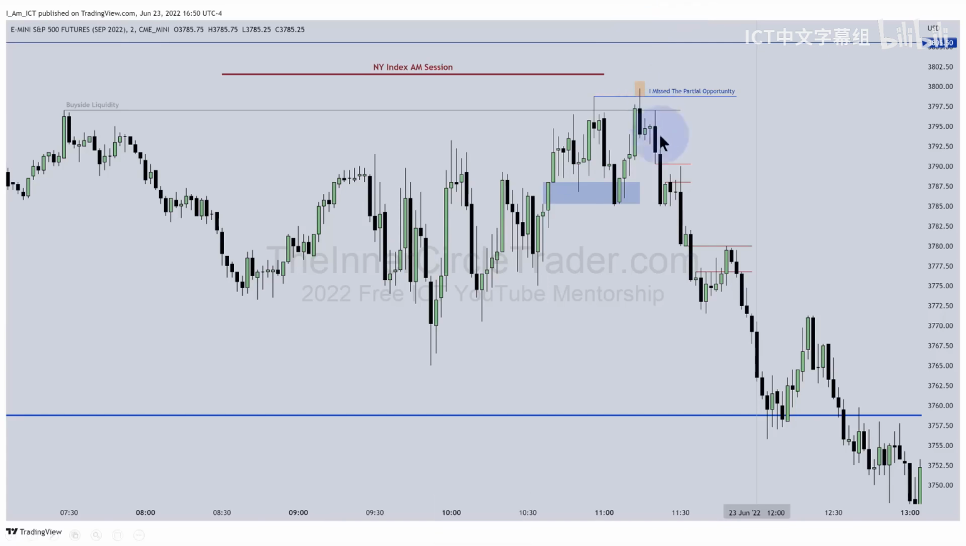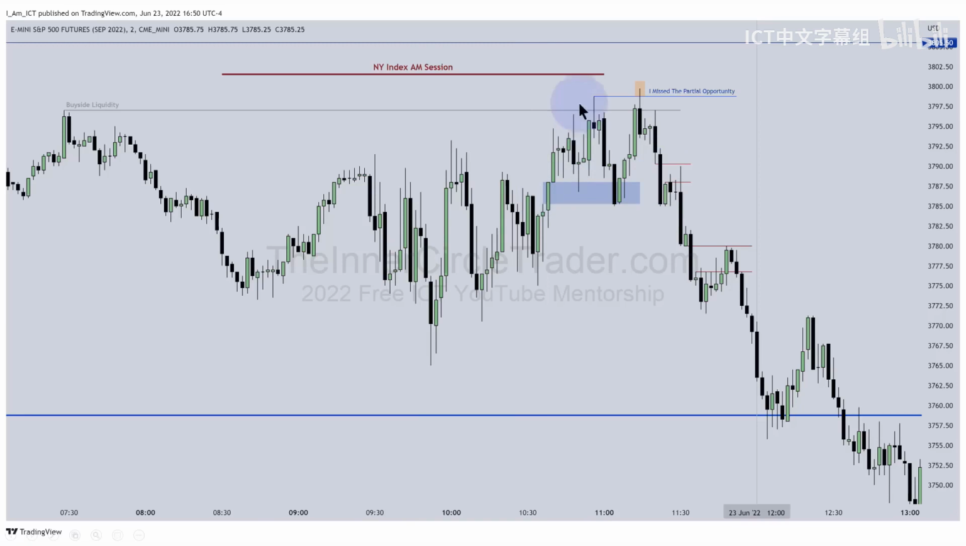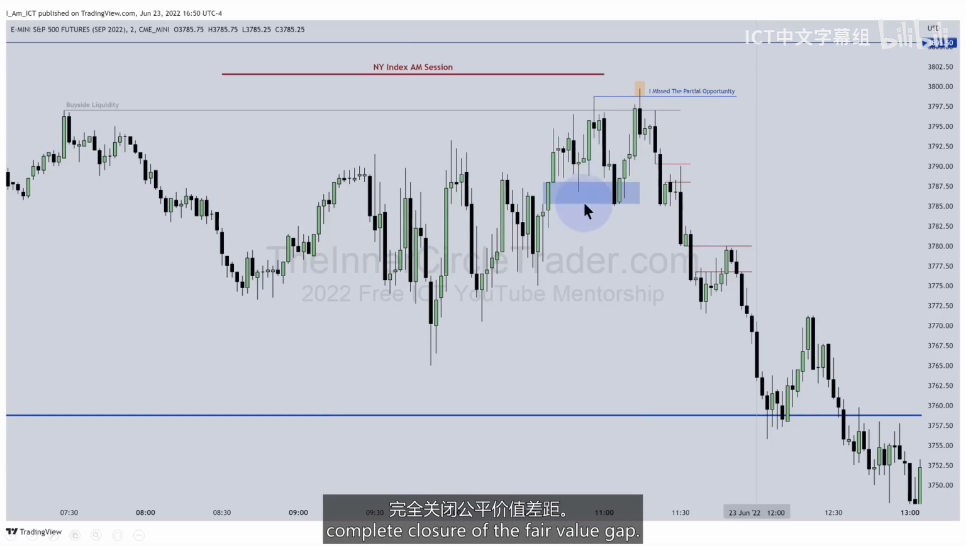But once it came back down in, it stopped me out because I rolled my stop up to a level that I wasn't willing to weather a deeper retracement, because this is the takeaway. Fair value gap. We trade down into it. We get movement. That's good. Comes back down in again. Complete closure of the fair value gap.